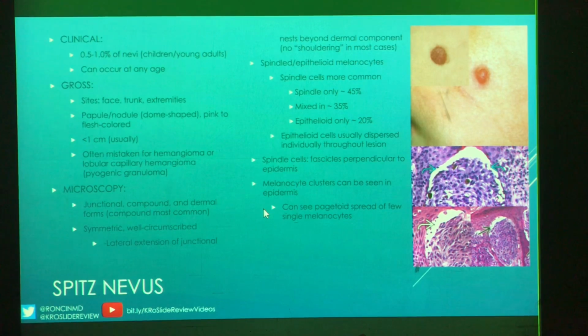The melanocytes in these are for the most part very spindled, but you can see epithelioid cells. So our case was actually mixed where you had spindle cells as well as those very large epithelioid cells. And your spindle cells are often perpendicular to your epidermis, which we saw in some areas, but it was kind of unclear in other areas as well. You can see melanocyte clusters within the epidermis, and you can also see that pagetoid spread.